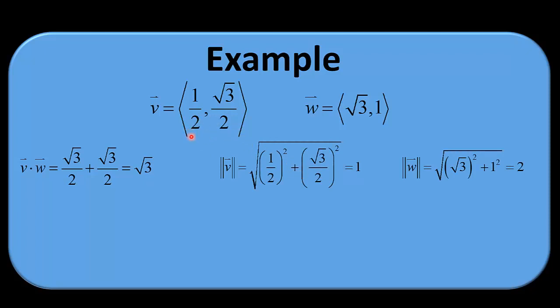This first one has a magnitude of 1. The second one has a magnitude of 2, so the product of those magnitudes is 2. And what we get is the dot product, square root of 3, over the product of the magnitudes, 2. If you look on the unit circle, where does cosine theta equal the square root of 3 over 2 between 0 and pi? That happens at pi over 6. So the angle between those two vectors is pi over 6.